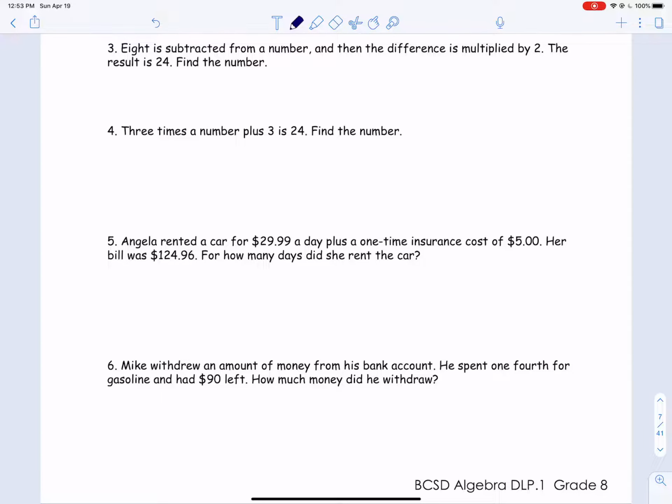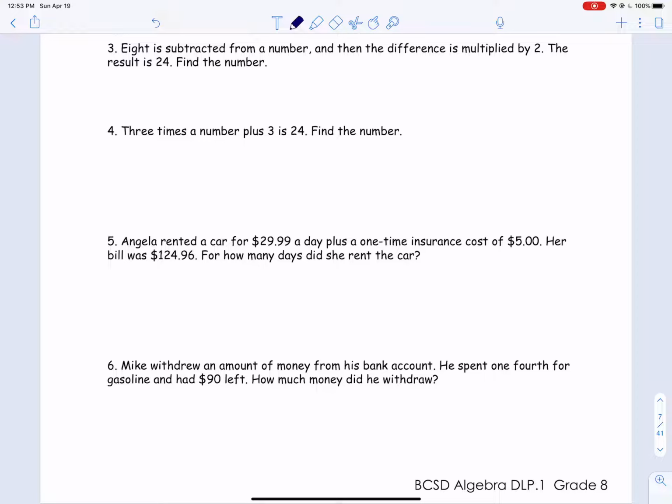5 and 6, we have some context. Let's take a look at 5. Angela rented a car for $29.99 a day plus a one-time insurance cost of $5. Her bill was $124.96. For how many days does she rent the car?